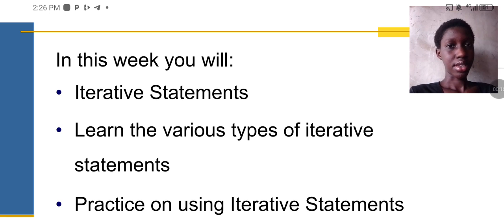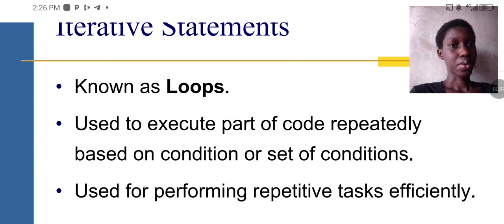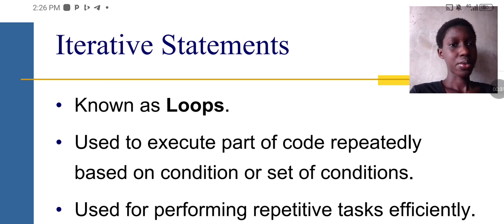Our objective at the end is to know what iterative statements are and what they do, to learn the various types of iterative statements, and to practice using iterative statements, right? So when we say iterative statements, they are known as loops. They are used to execute parts of code repeatedly based on a condition or a set of conditions. And we know loops occur repeatedly.